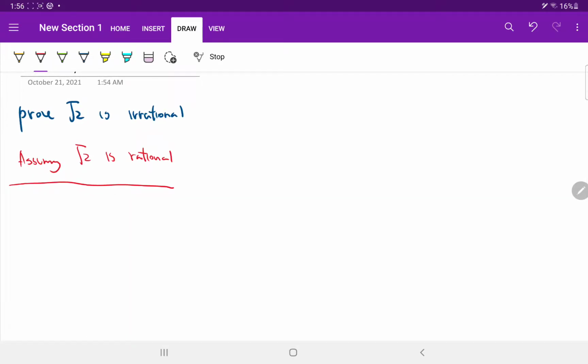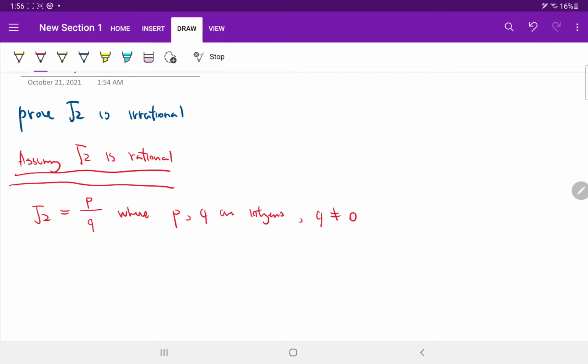We already know from my last video that a rational number can be written in the form of an integer over another integer. So we can write this as an integer over another integer because we already assumed it is rational, right? So let's write it in the form p over q, where p and q are integers, and q is not equal to 0.